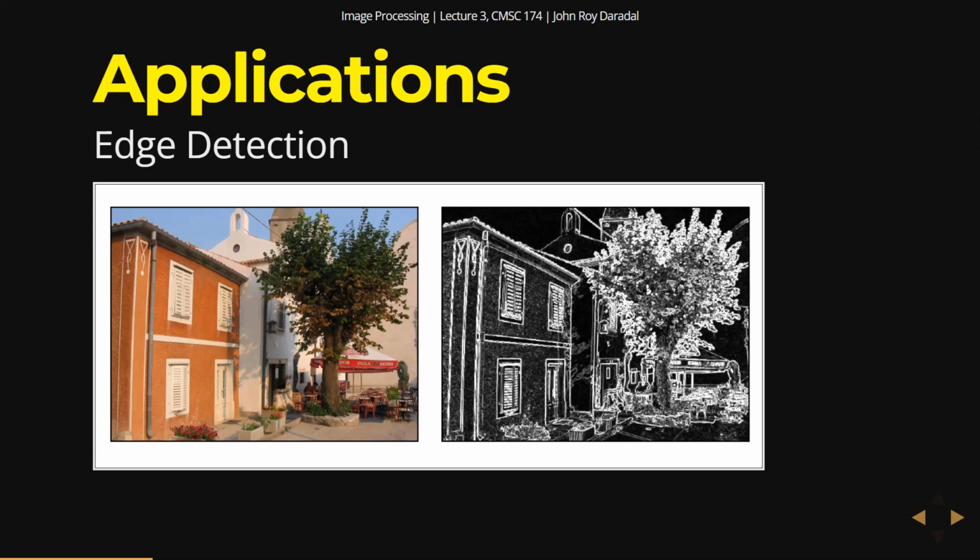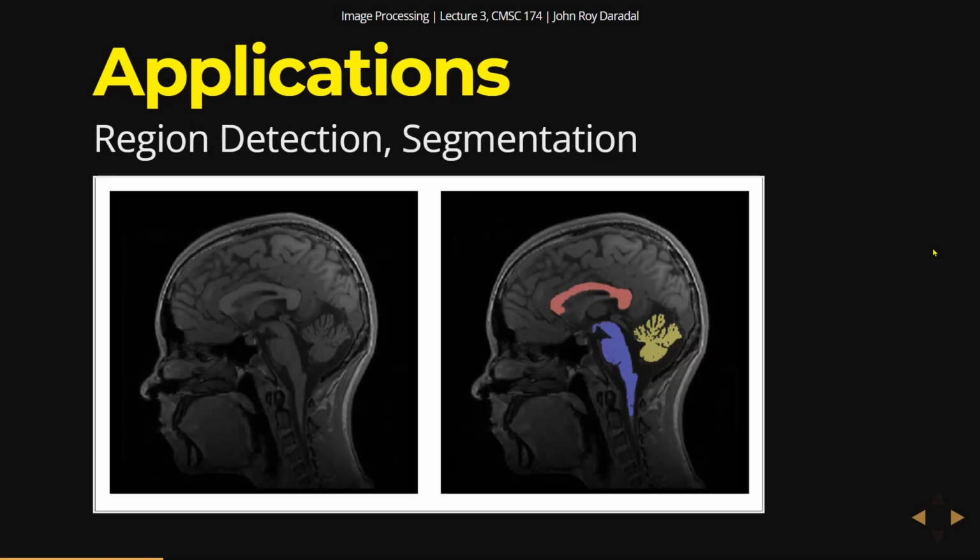We can also do things like edge detection, to detect the edges in the scene. For the building here, there are a lot of edges. And then of course, region detection, which you can use for segmentation, especially in medical images. You can isolate certain parts of the brain or whatever it is that you're looking at much more clearly and easily because we can do automatic detection and segmentation.